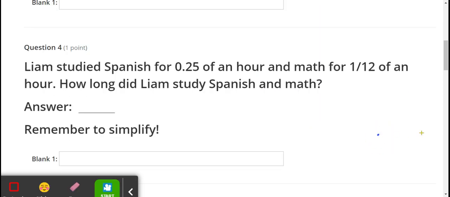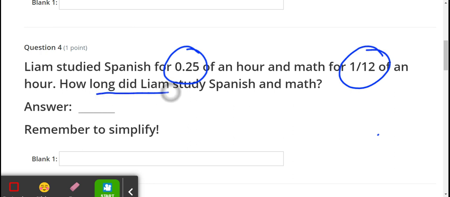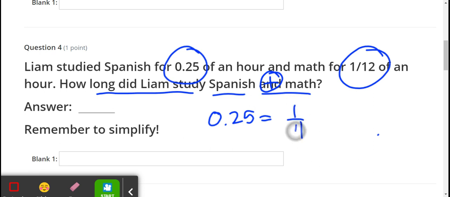Number 4, we have mixed numbers. Here's a decimal and a fraction. And it looks like, how long did Liam study Spanish and math? And means we're going to be putting these together. So you have 0.25, and we need a fraction out of that. If you memorize this, you know it is 1/4.